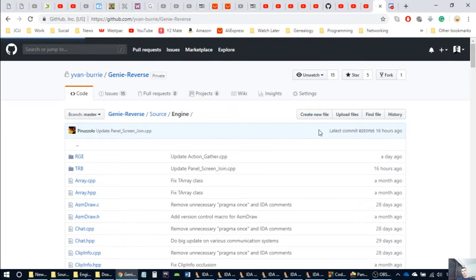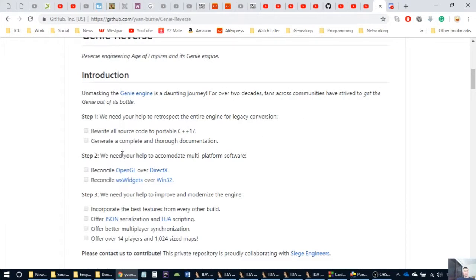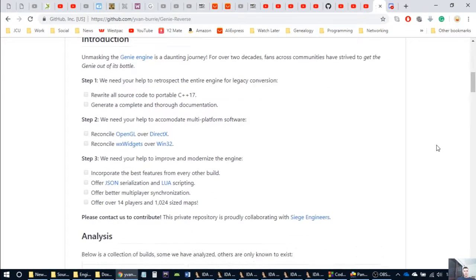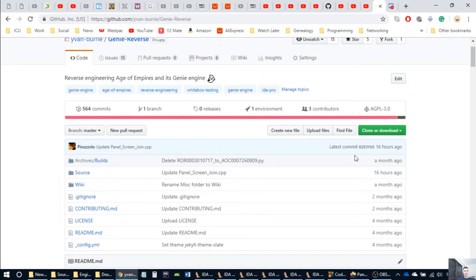Some of the goals that we have in mind is, we would really want to have the entire Genie engine rewritten in C++17, and we want to replace all the UI of the game, which is nothing more than just a Win32 wrapper. We want to replace it with a wxWidgets UI.